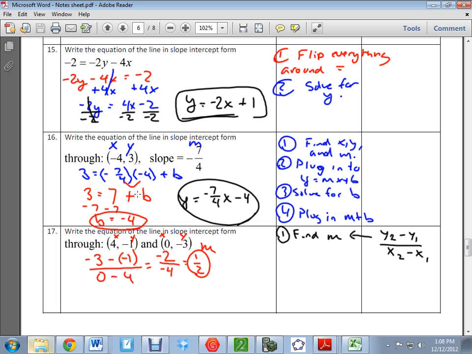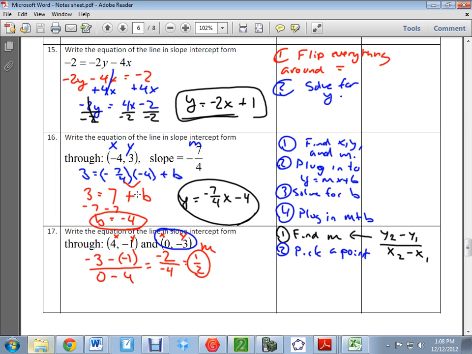After I find m, the next thing I want to do is pick a point. It does not matter which point you pick, although sometimes it's easier than others. But I want to pick a nice point. Which point do I want to pick, negative 1, 0 or 0, negative 3? 0, negative 3. I always recommend picking the point that has 0 involved with it. Usually that makes it easier. Okay? So we're going to pick a point.